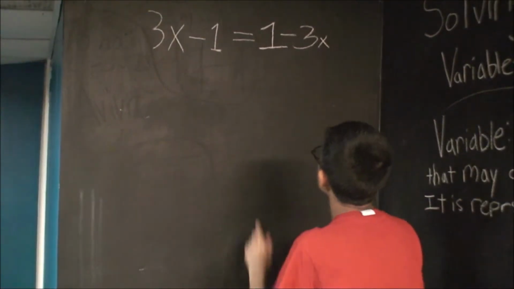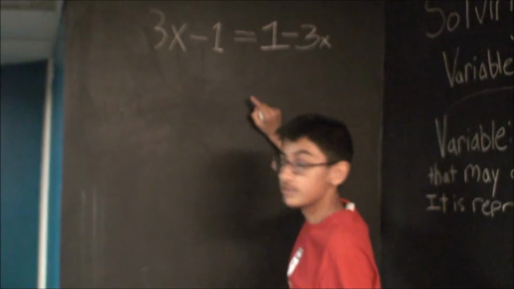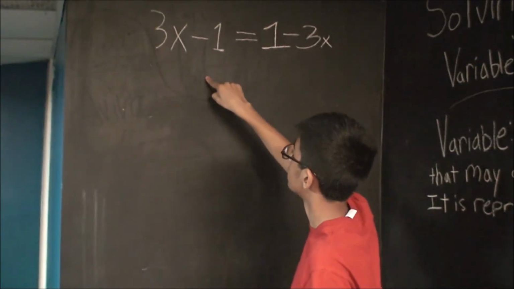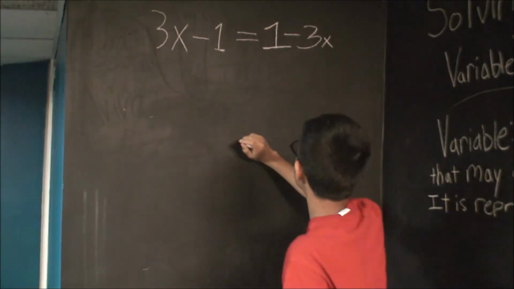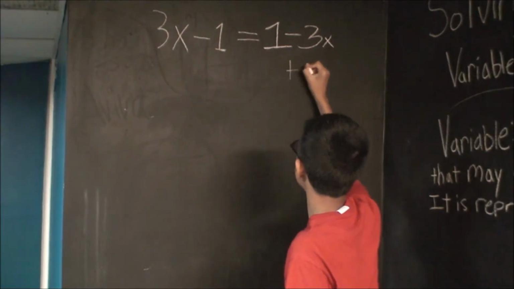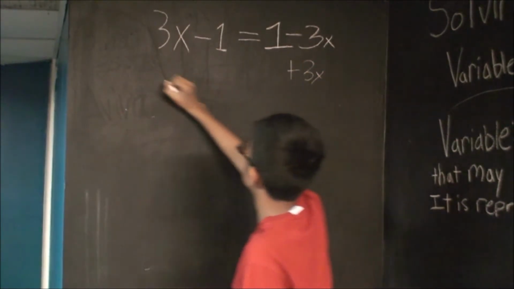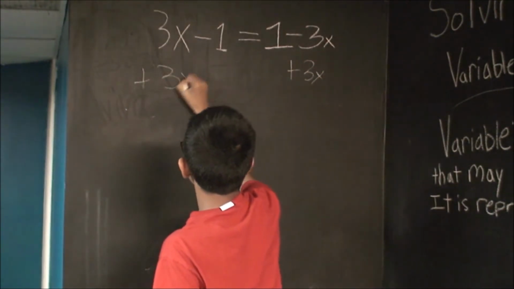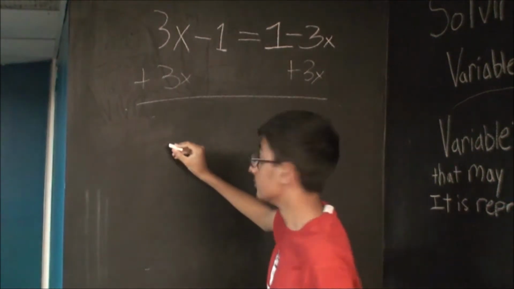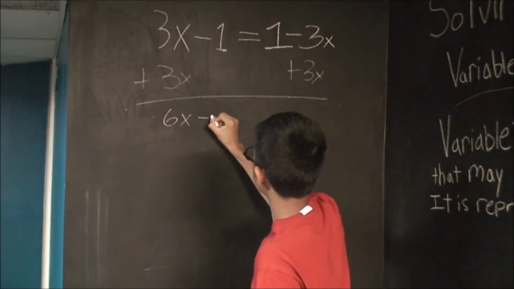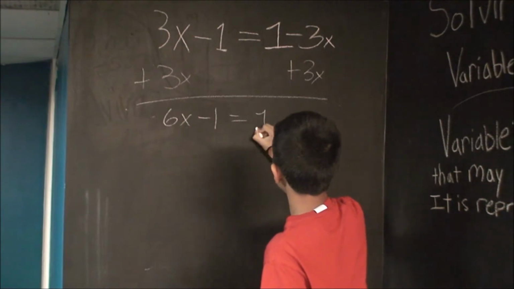To start, we have a pretty simple problem here. The goal here is to get all the variables to one side and all the numbers to the other so you could solve for the variable. To start, you should add 3x on both sides. That'll give you 6x minus 1 equals 1.